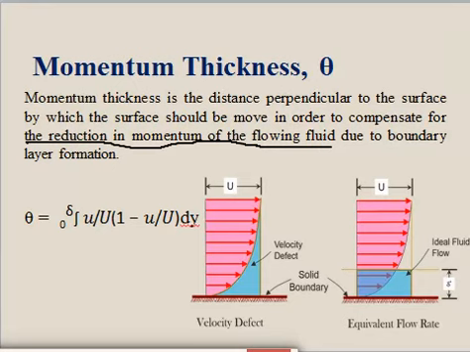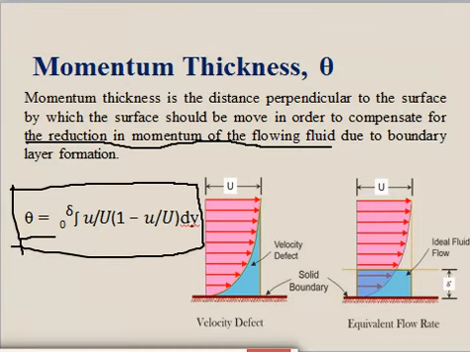It is given by the Greek symbol theta, and mathematically theta equals the integration from 0 to δ of (u/U)(1 − u/U) dy. And the concept is the same. If there is a formation of a boundary layer, there will be a velocity deficit which equals capital U minus small u.